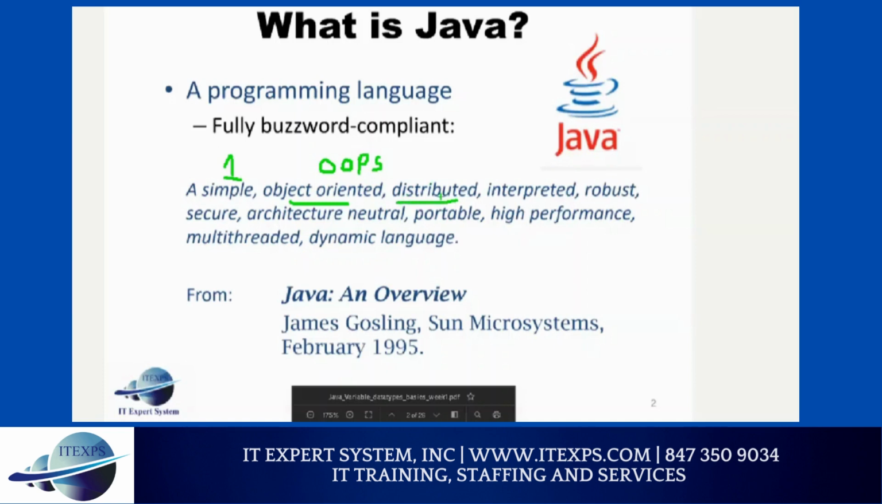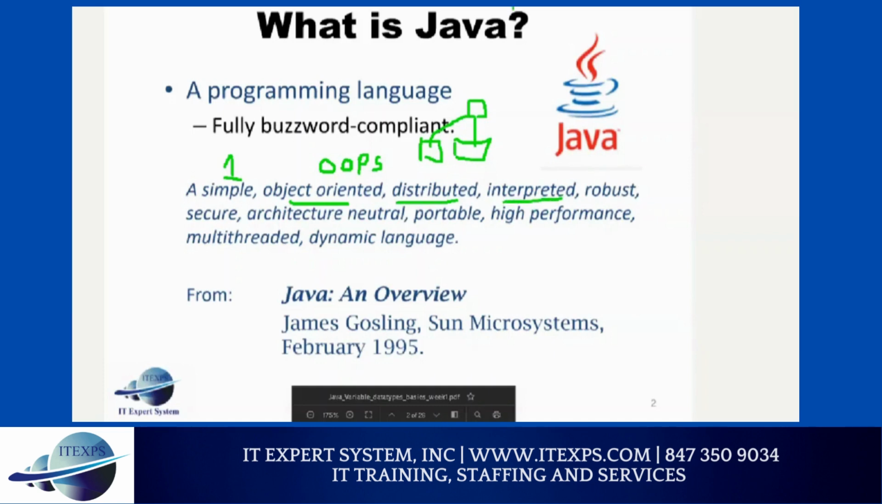Distributed means Java can connect multiple machines together. So that's what distributed means. Think about when you're using Google. Google search is using many, many machines, but you get a result smoothly because they are using Java. So Java allows you to connect multiple machines together.